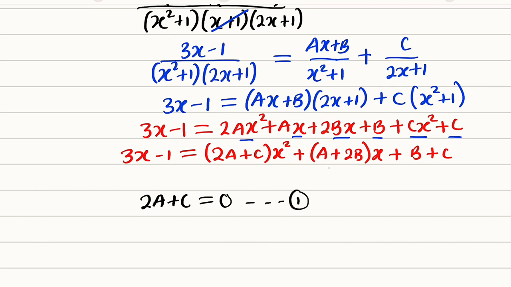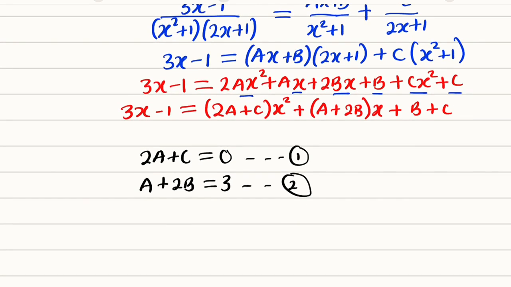The coefficient of x to the right is a plus 2b. So we have a plus 2b equals the coefficient of x to the left, which is 3 here. This is our second equation. Now let us form the last one using constants, b plus c. b plus c equals the constant to the left, which is -1. And this is our third equation.